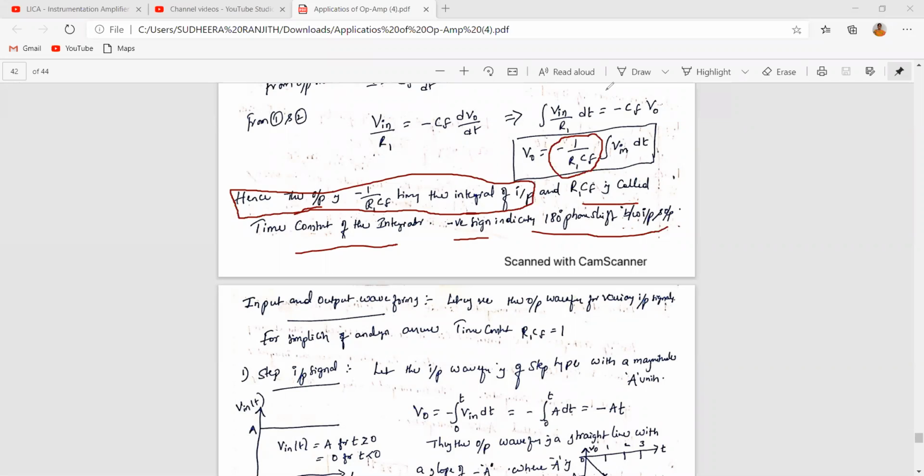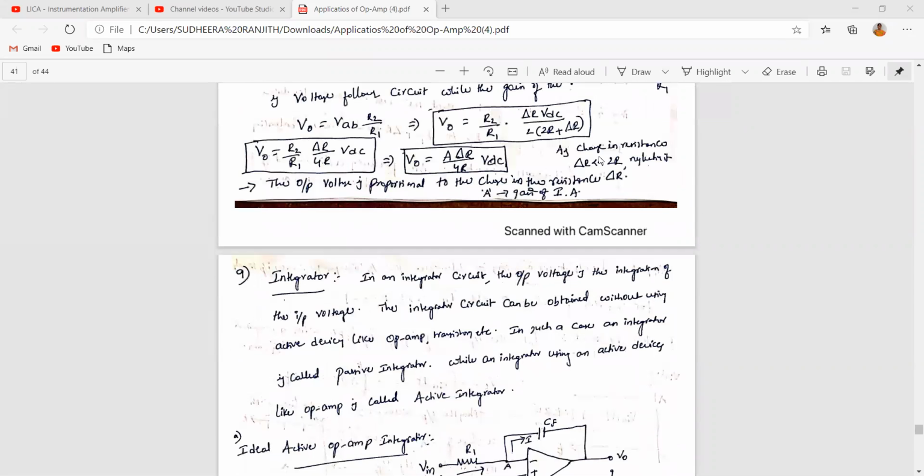Is it clear, all of you? How do you get the output in terms of integration of input for an integrator? అర్థమైందా ఇప్పుడు ఇంటిగ్రేటర్ అంటే ఏంటో? Yes, sir. Right, the output is the integral of the input signal.